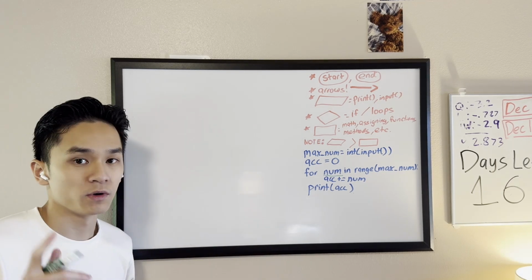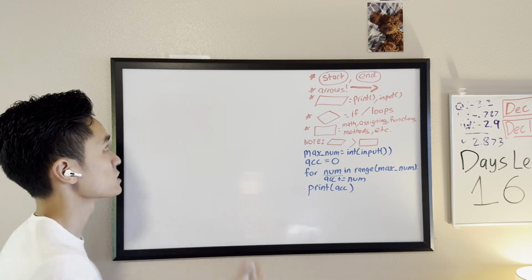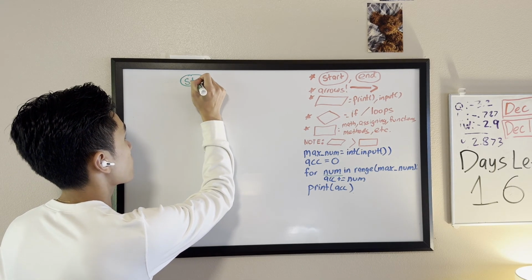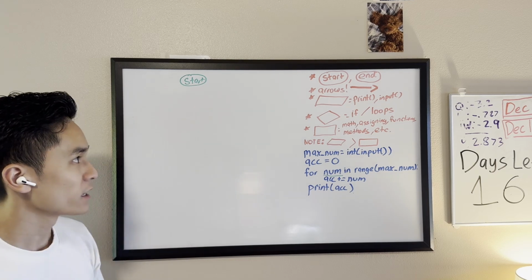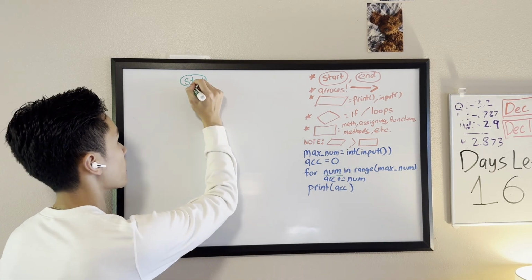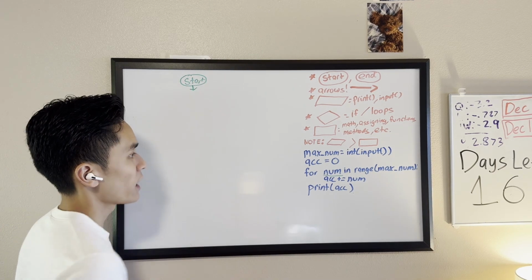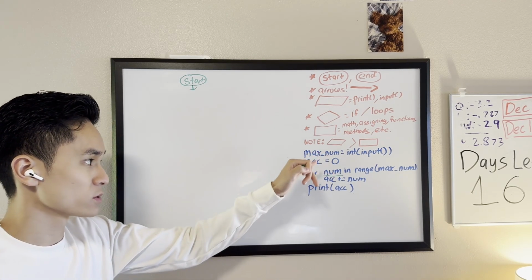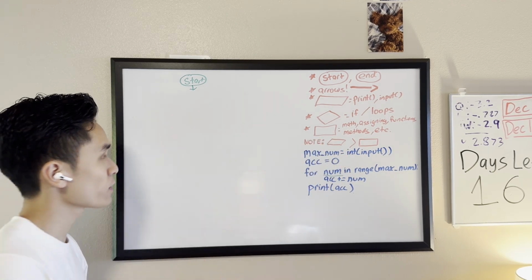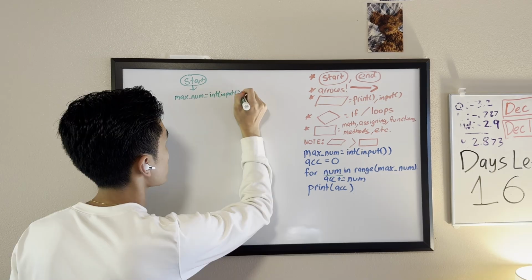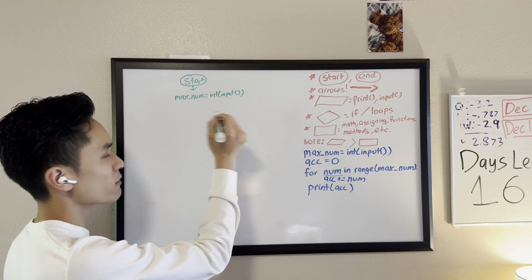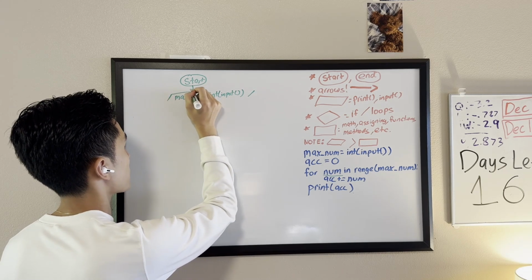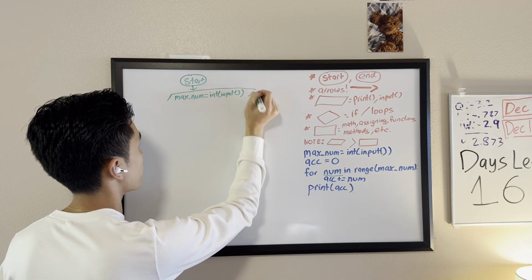So to begin, we need to remember to include our start circle. Alright, next up, we cannot forget to include our arrow with the arrowhead. And now we can get to our first line of code where it's max num is equal to int input. And because we have input, it'll be a parallelogram. Alright, there we go. Now, whenever I draw a parallelogram, I draw the sides first to make sure it's clear that it's a parallelogram.